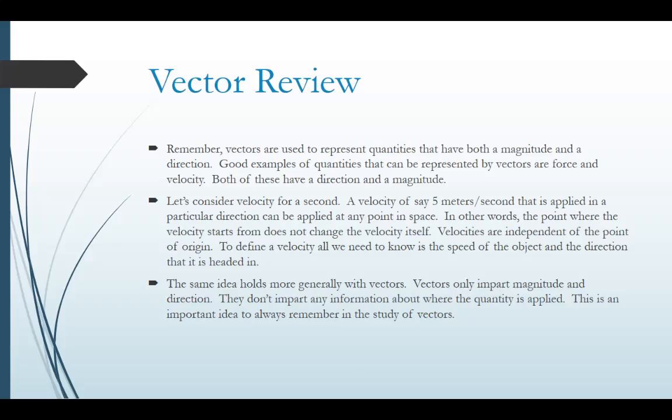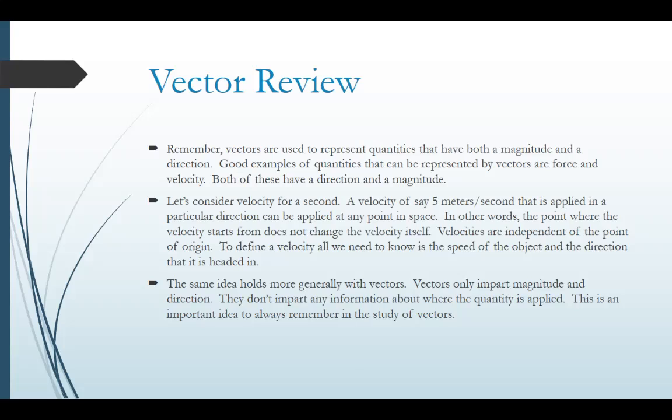Okay, so let's consider velocity for a second since that's the one we've spent the most time with. A velocity of, say, 5 meters per second that is applied in a particular direction can be applied at any particular point in space. In other words, that point from where the velocity starts does not change the actual velocity itself. You can move it. This is where that frame of reference that we talked about before becomes so important. Velocities are independent of their particular point of origin. To define a velocity, all we need to know is the speed of the object and the direction in which it's headed.